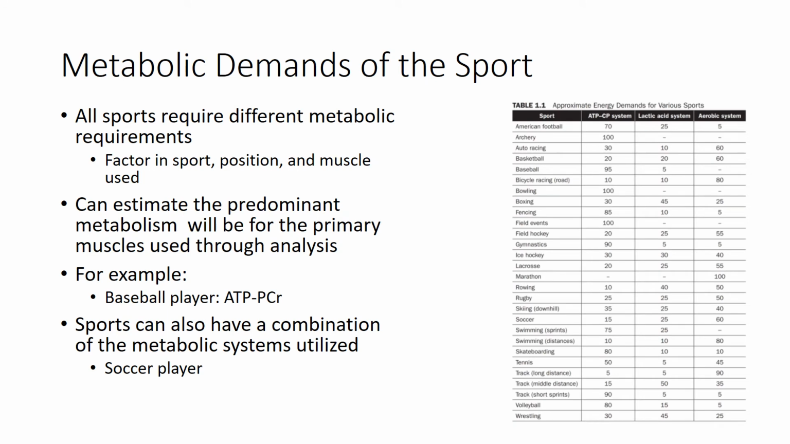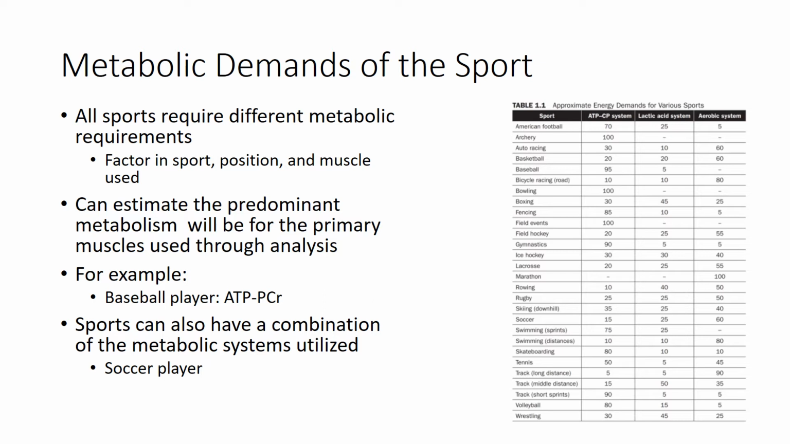All sports have a predominant metabolic pathway, which depends on the sport, the position the athlete is playing, and the muscles being used. We tend to categorize energy utilized through certain time ranges from the metabolic system. This ranges from an immediate, very short duration to long duration. For example, the table gives a general overview of the predominant energy system used for a certain sport. You can estimate what the predominant metabolism will be for the primary muscles that are being utilized.